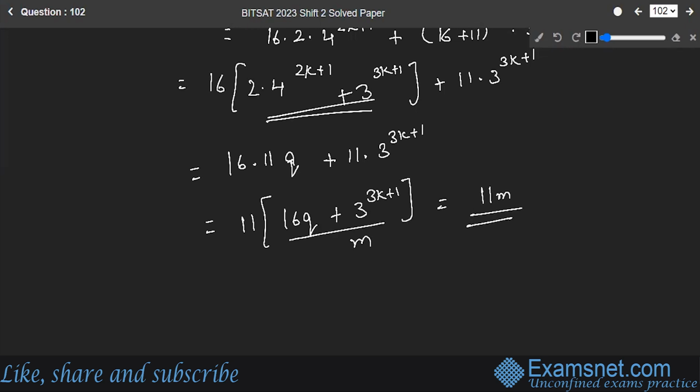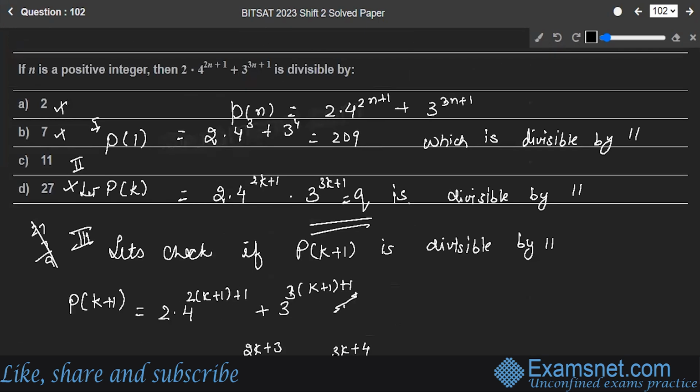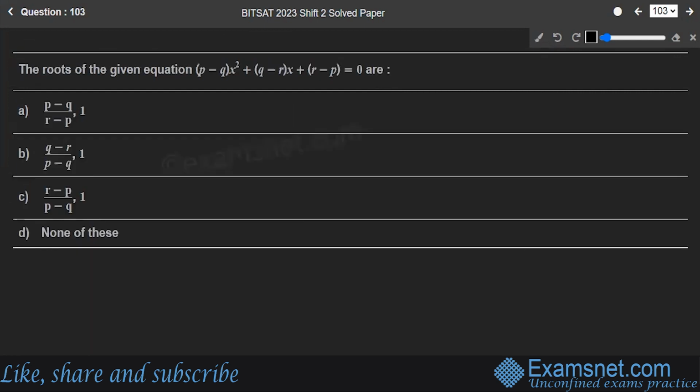Let's say this is equal to m. So this is a multiple of 11. Here you have taken m as 16q plus 3 power 3k plus 1. So definitely you have p(k plus 1) is also divisible by 11. Therefore, you have option C as the correct answer. Hope you understood this.